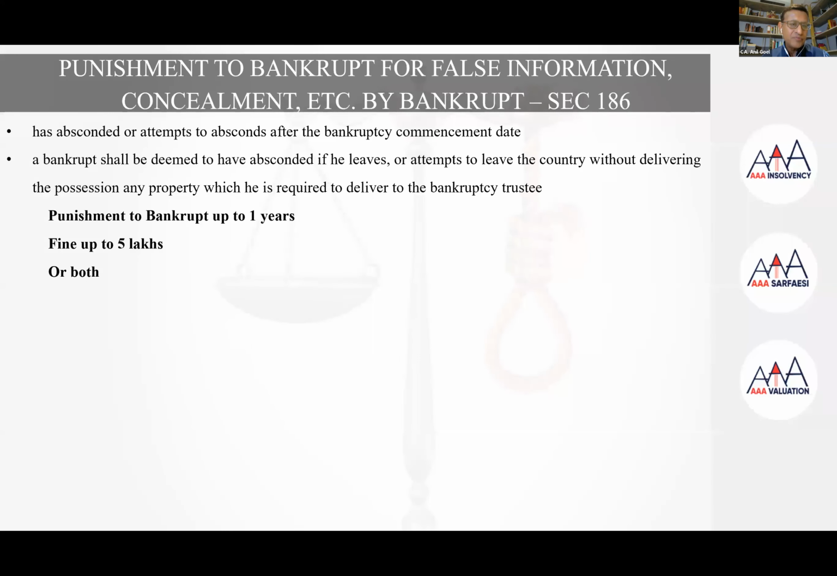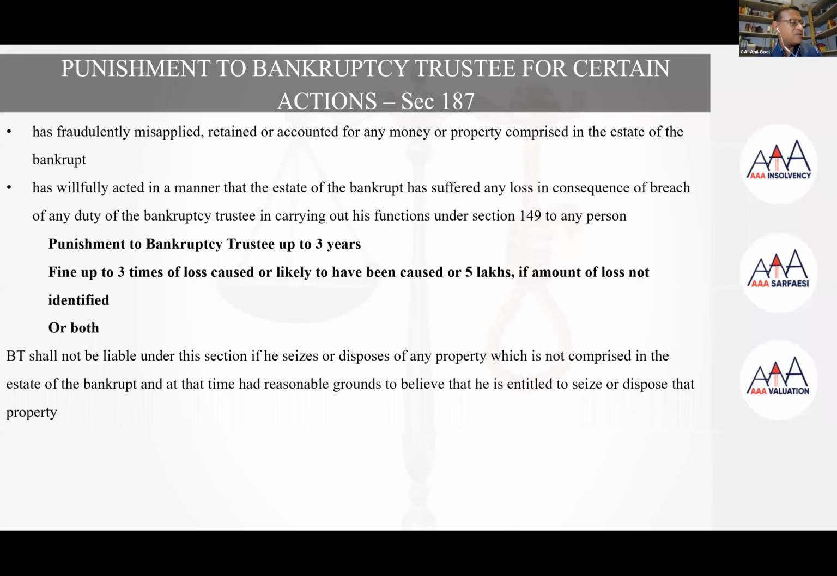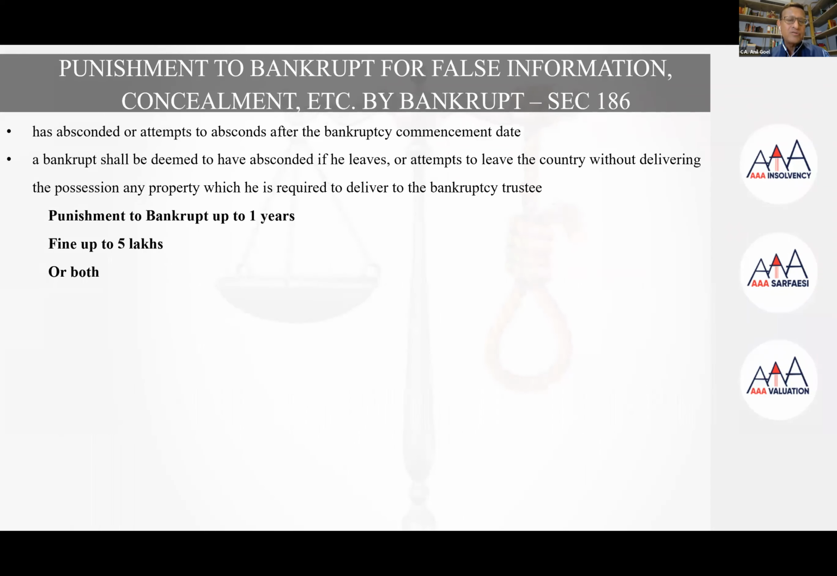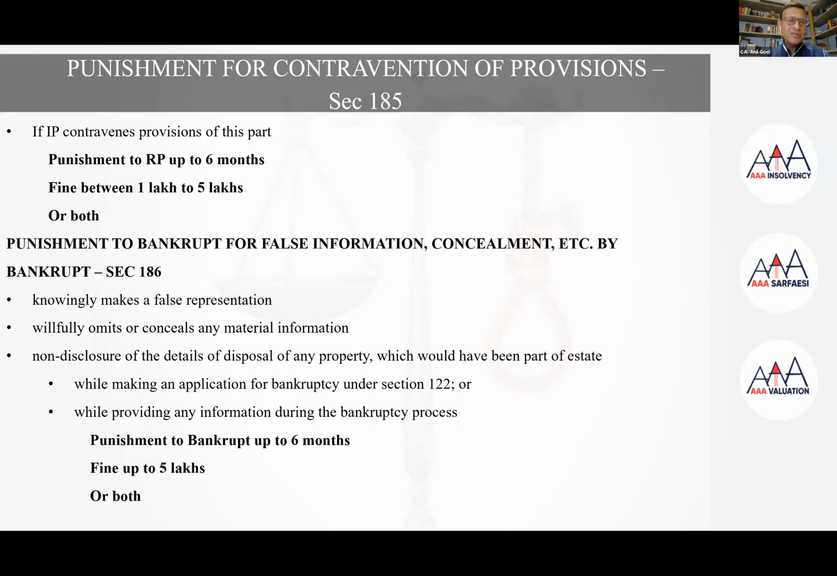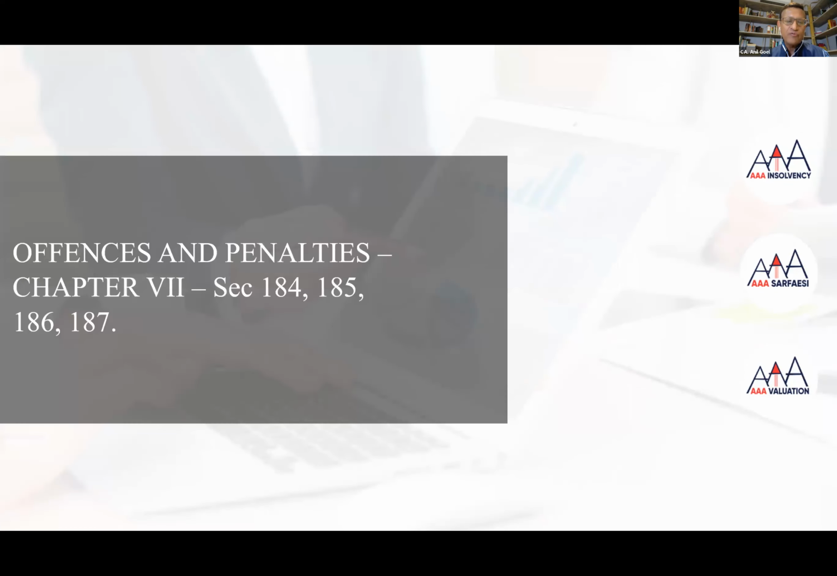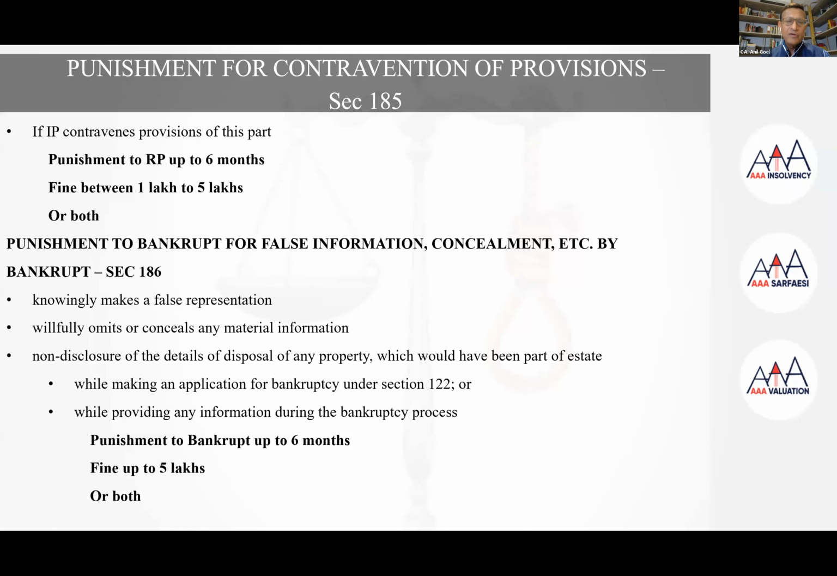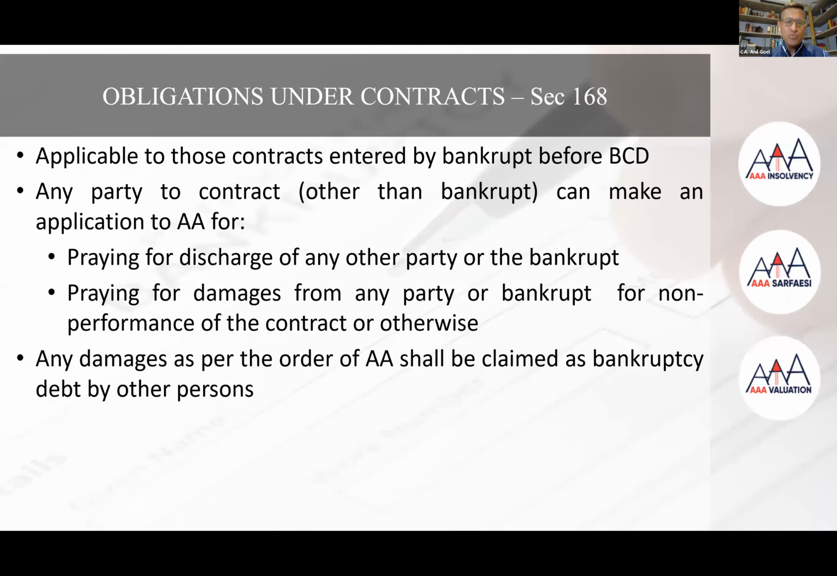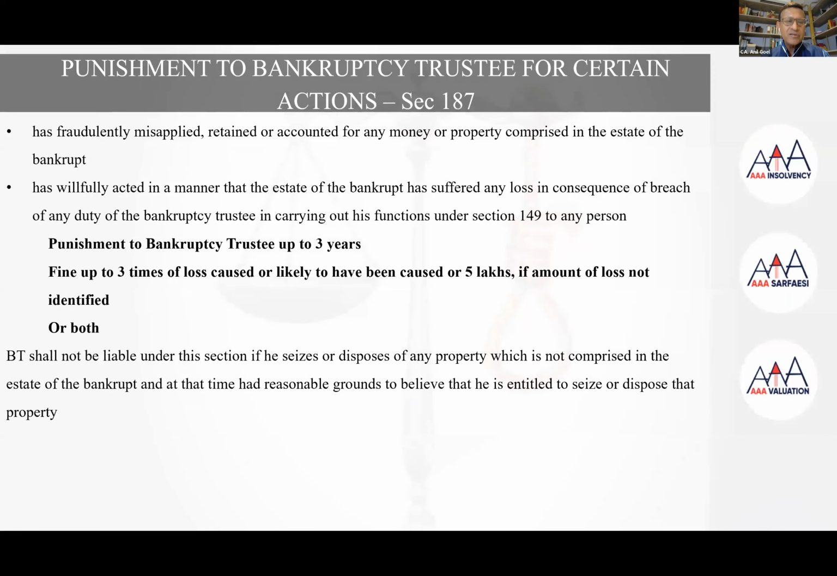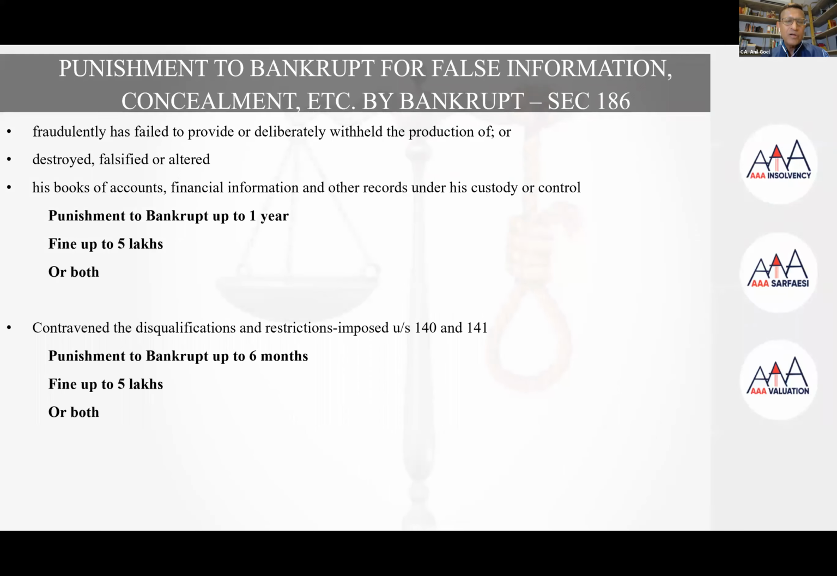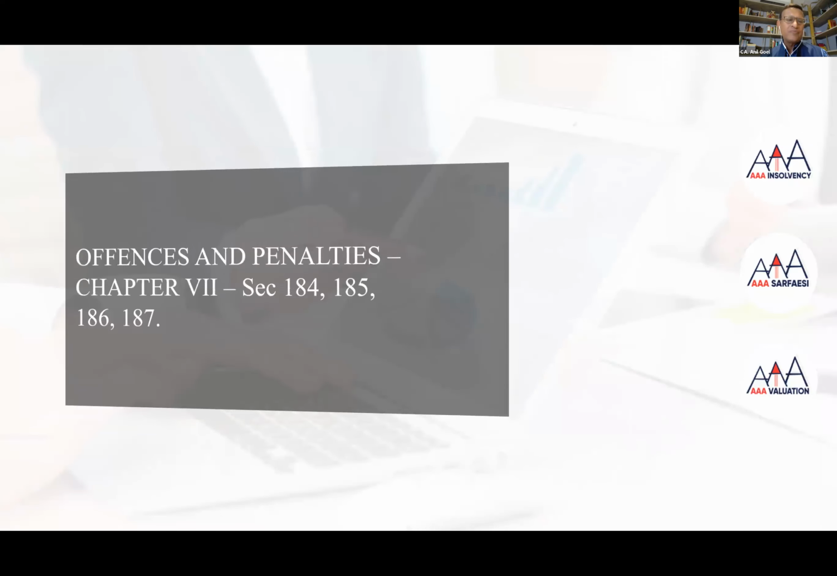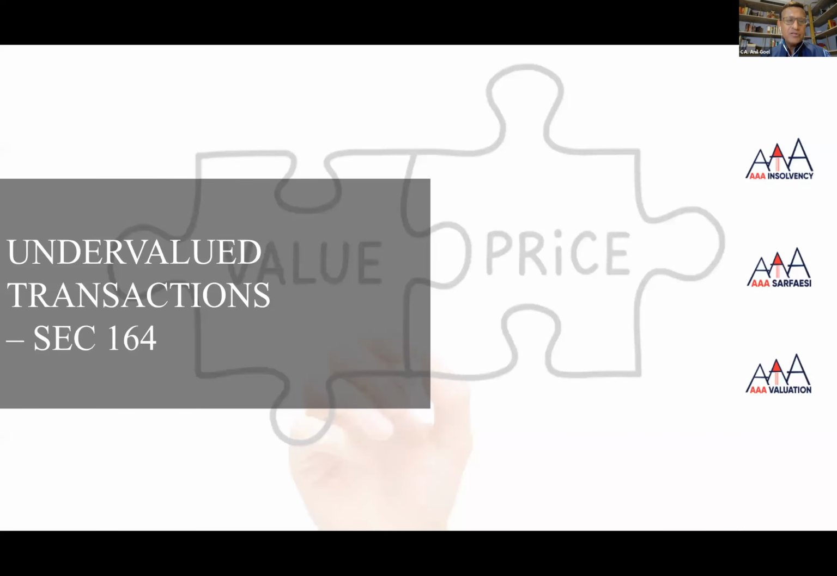So Ankit, we finished the second part also, the offenses and prosecutions and punishments and fine under the individual insolvency, and in detail section 184 to section 187. So we have finished two parts, avoidance transactions, and we have also done the prosecution and offenses. So any questions on this, Ankit?